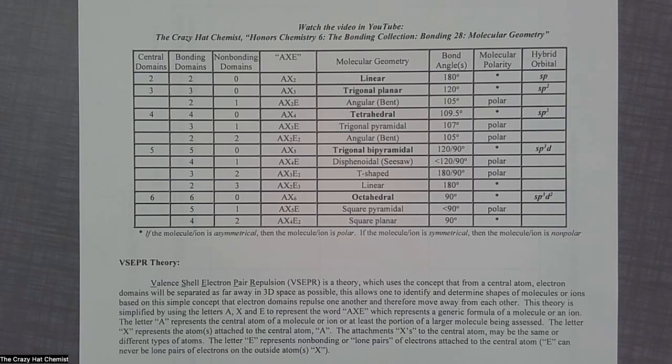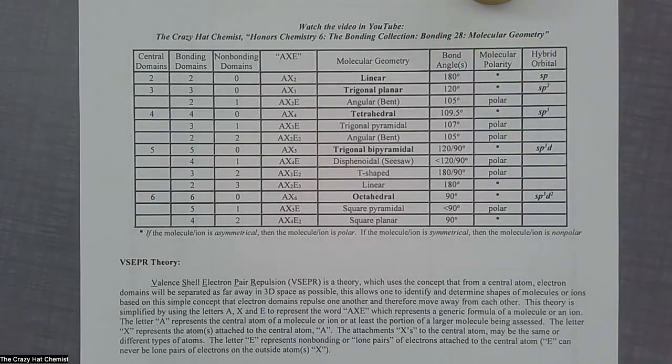All right, so just give me a moment here, and we're going to go over some of these basic shapes, and that will help you get a better understanding of what's going on here. Hopefully this will give you a better understanding of these shapes. You really need to make sure that you build models of all of these, so I highly recommend that you get yourself a molecular model kit.